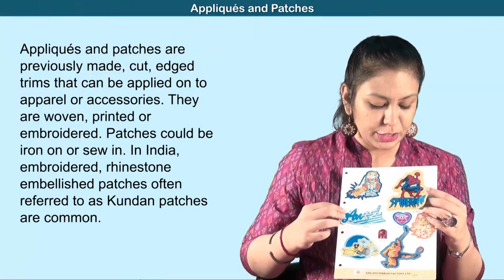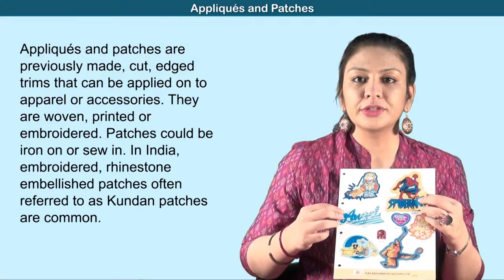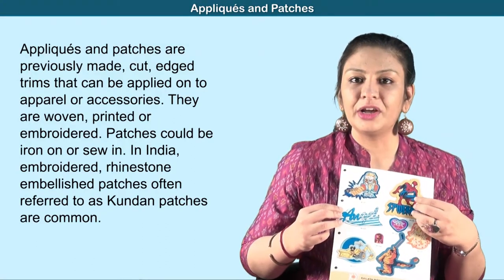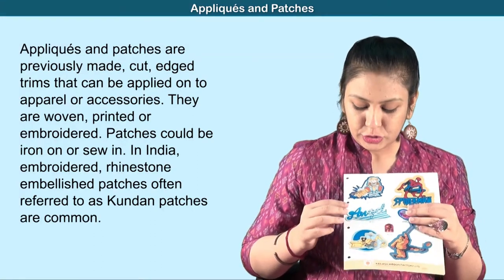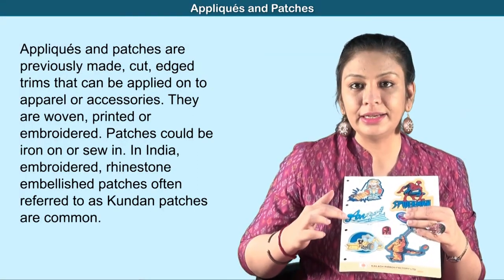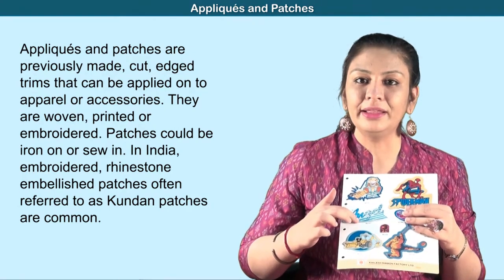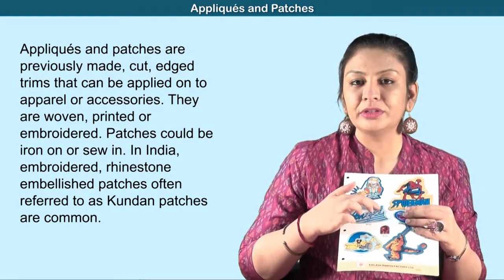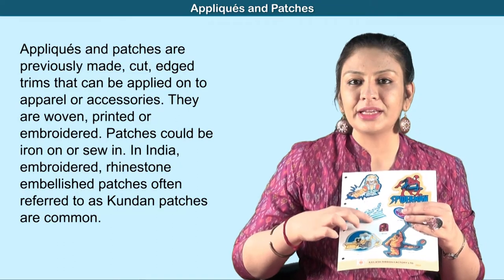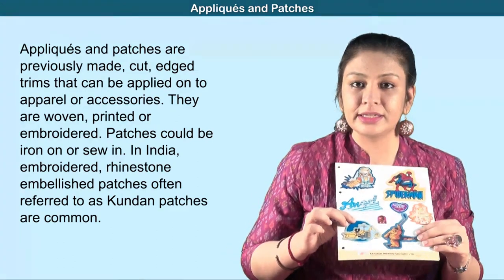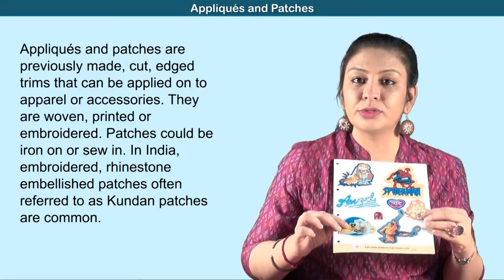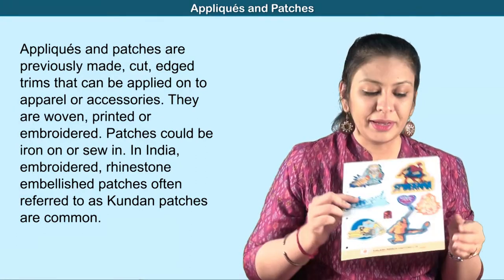These patches could be either iron-on or sewn in. Iron-on patches have adhesive at the back. Sew-ons are much flatter and thinner, enabling them to pass through the needle and the sewing mechanism of a sewing machine. Now, patches such as this can be sewn either by hand or by machine.